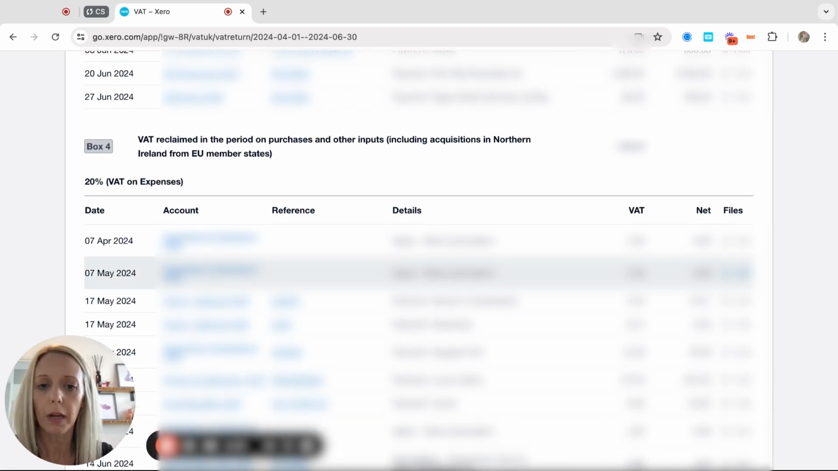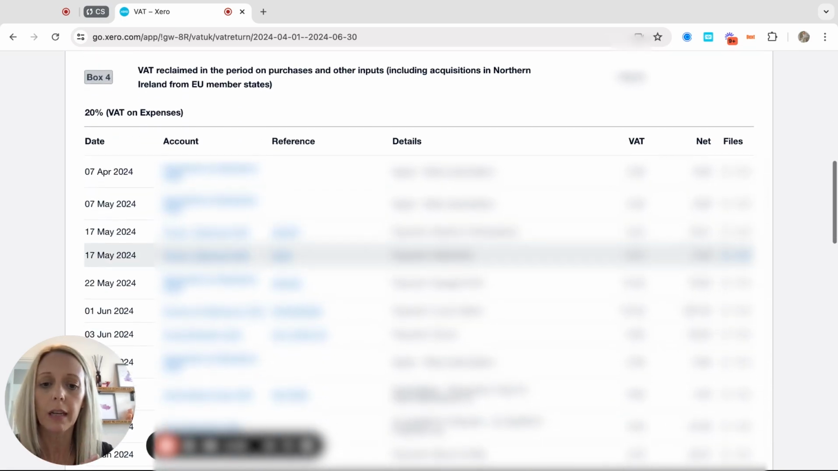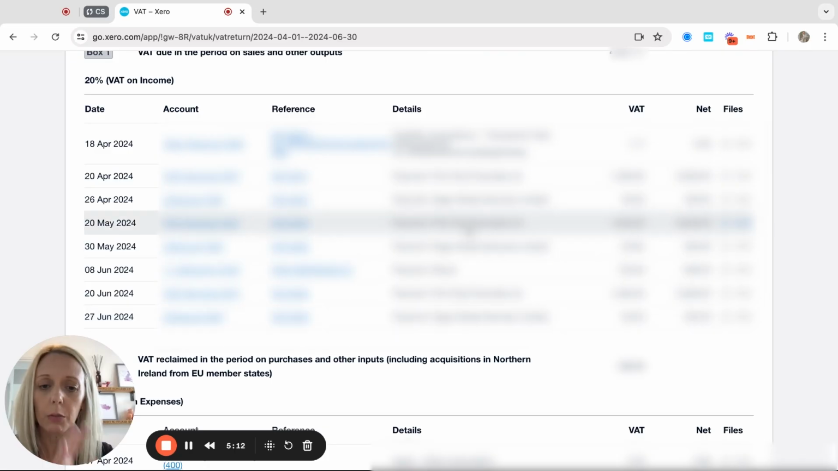Box 4 is all of your purchases. So what you need to do in here, this one is probably a bit more important than the sales one, because the sales one you're going to be doing VAT. You know if you're VAT registered, you're charging VAT. So they should all be in there.